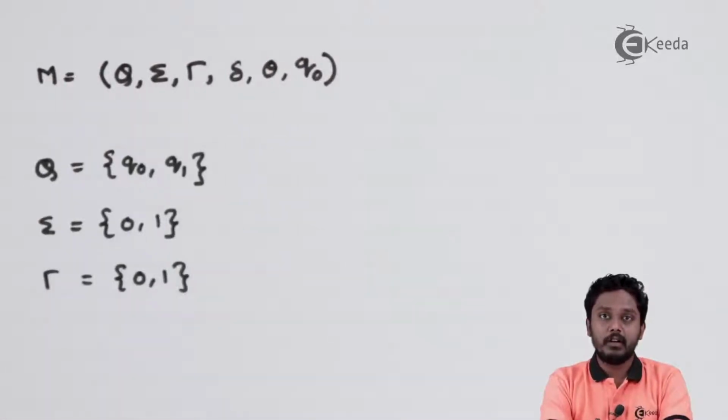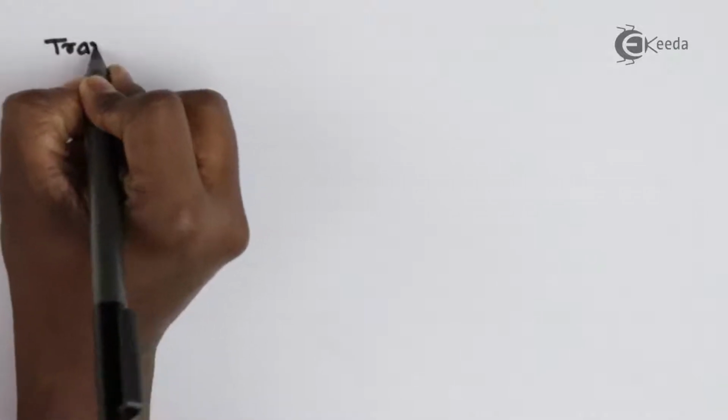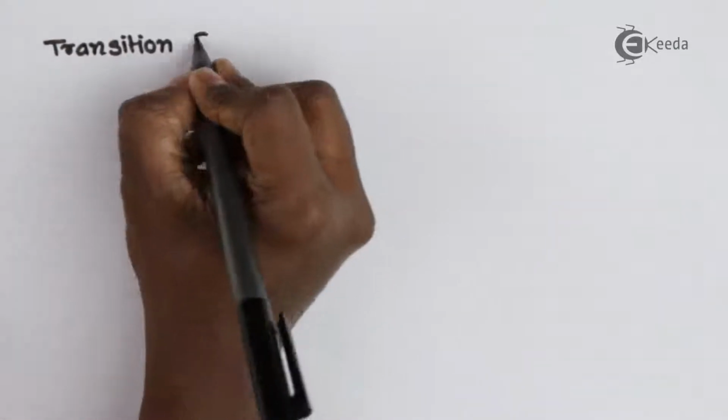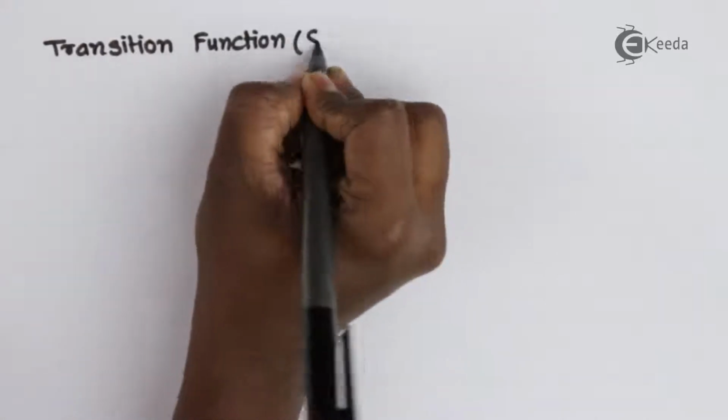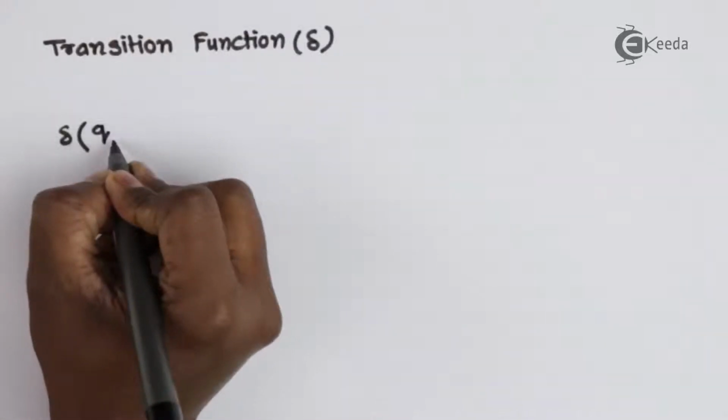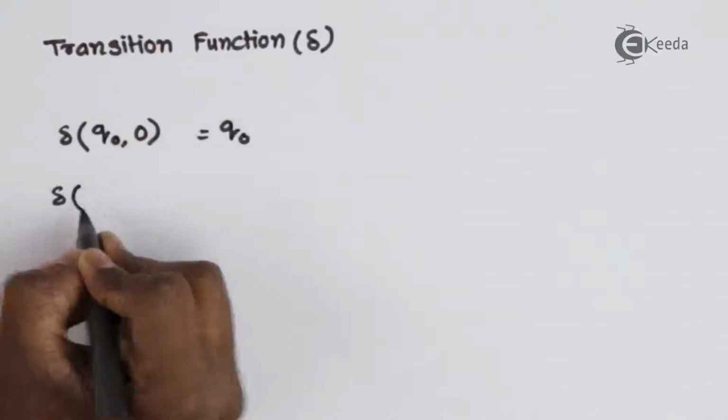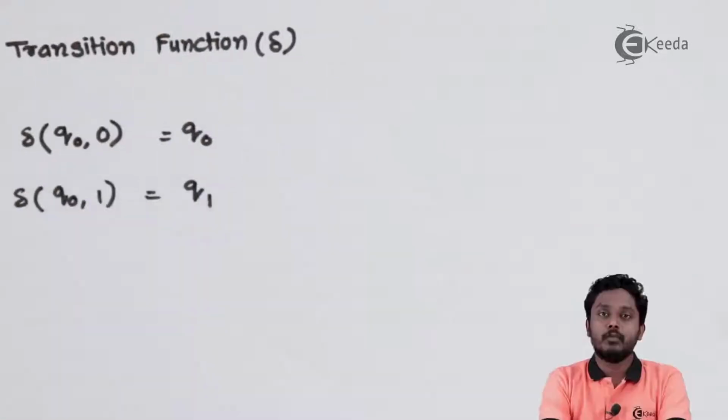Having defined these components, now let us write two functions, that is delta and theta. Delta is a transition function. It helps in transition from one state to another state depending upon the input. From Q0 we have two transitions. From Q0 on input 0 we have transition to Q0 only. From Q0 on input 1 we have transition to state Q1.